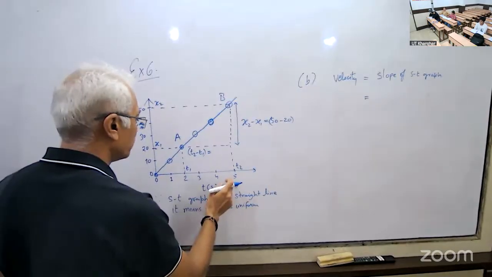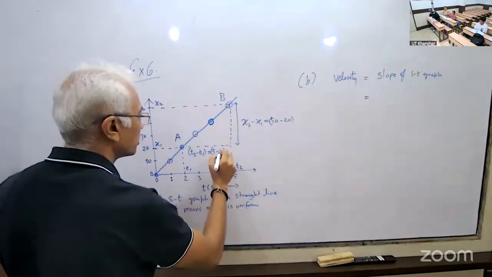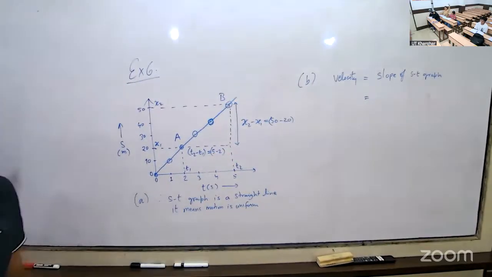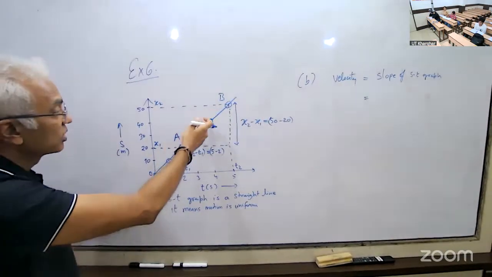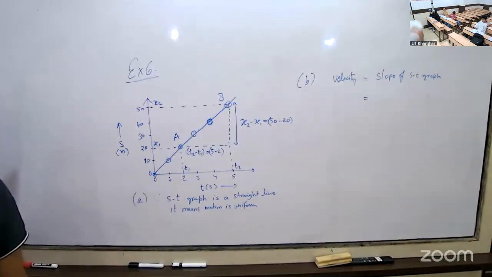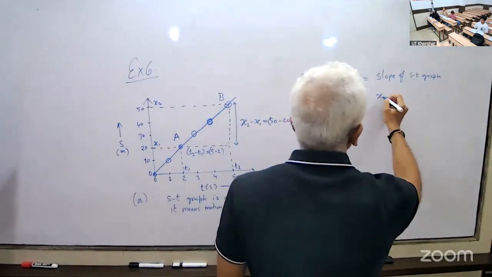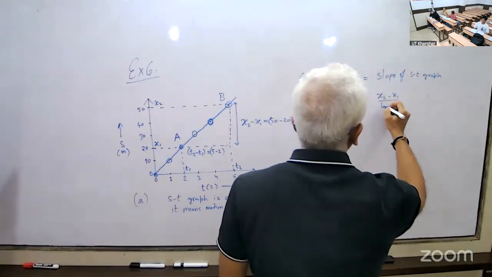T2 is 5. 5 minus 2. Okay, this is what it is. Understood? So I could have selected any point. So the corresponding point will be x2 or x1. So this is x2 minus x1 upon t2 minus t1.